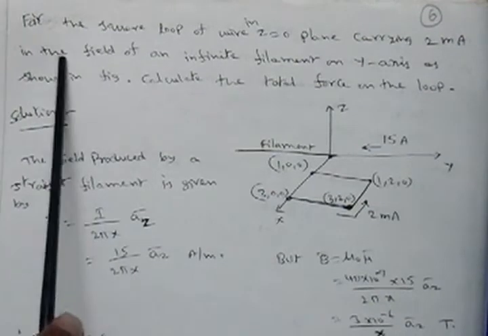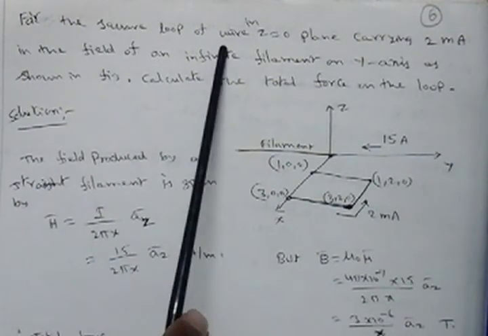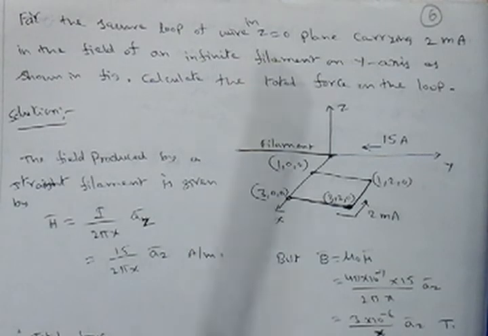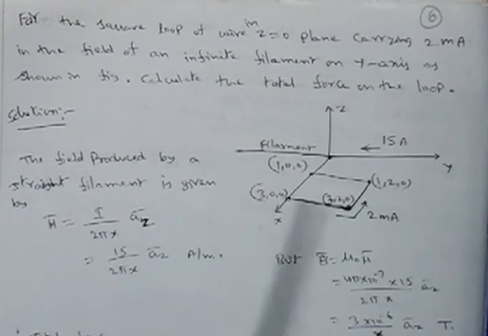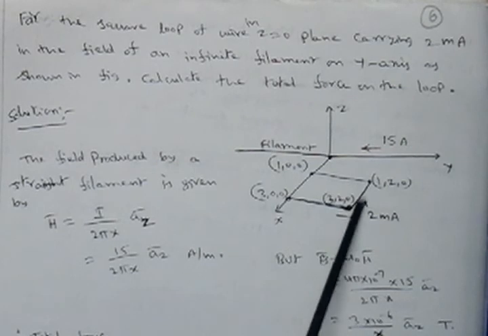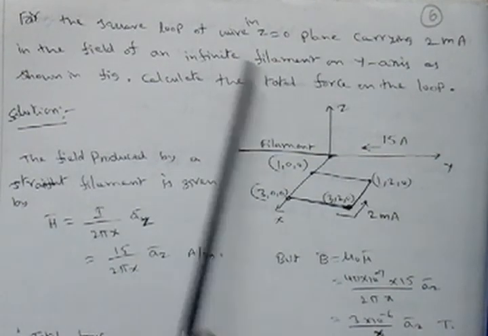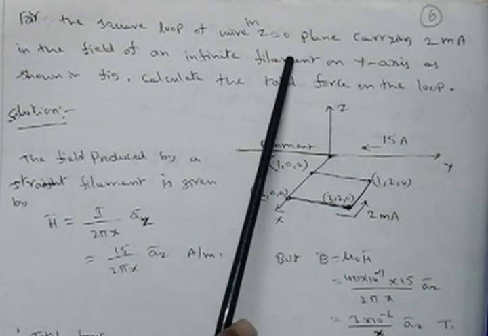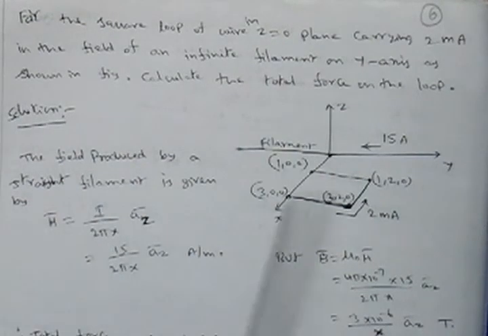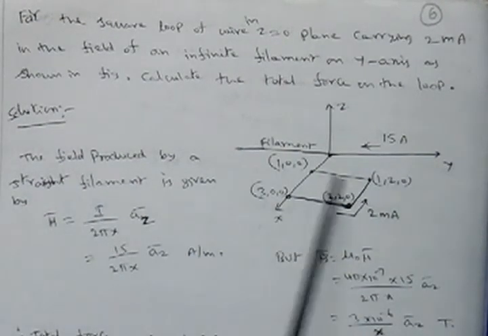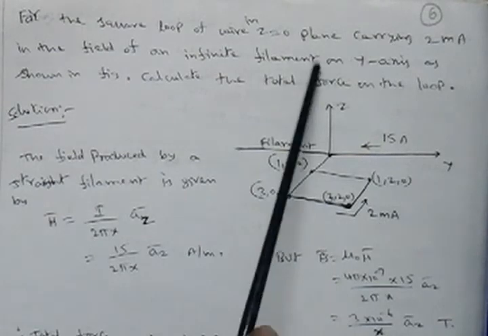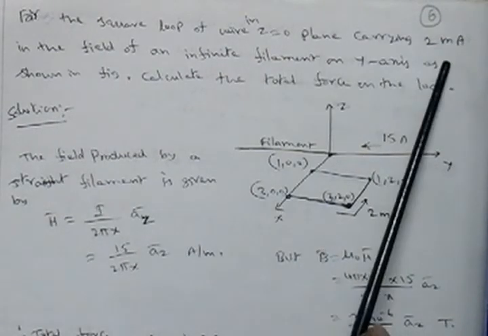Next, one more problem. The square loop of wire is a wire formed as a square loop, placed in the z equals 0 plane, which means it is in the x and y plane only. That means we are looking from the z direction, and the loop carries 2 milliamps.